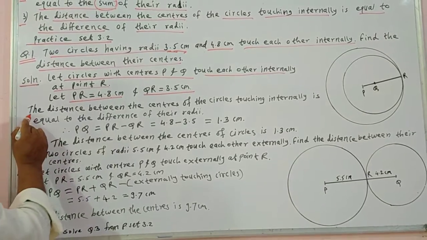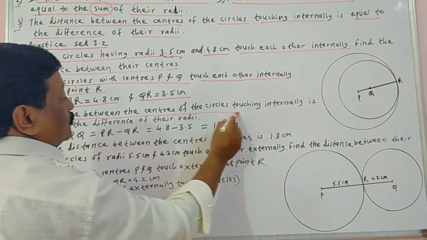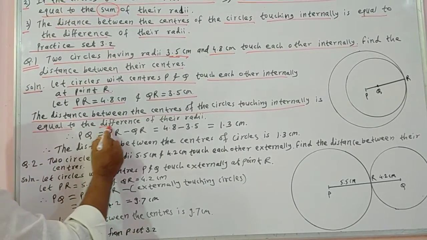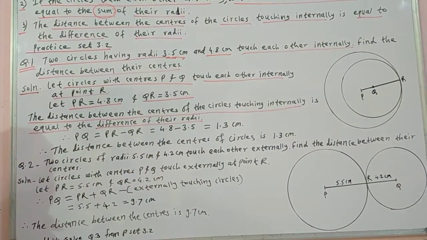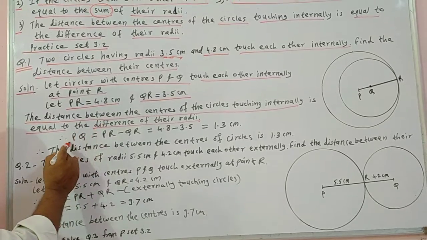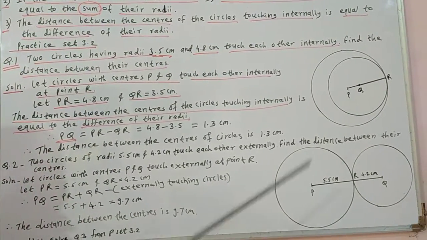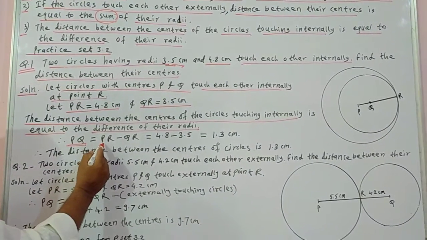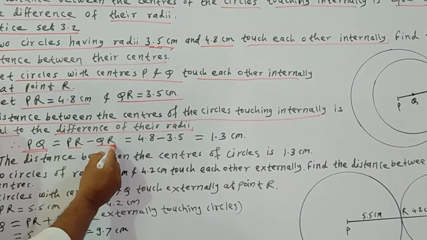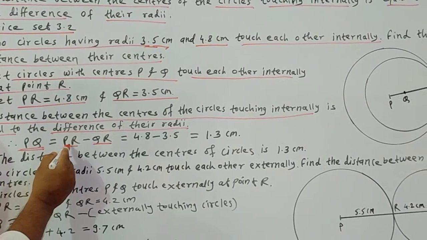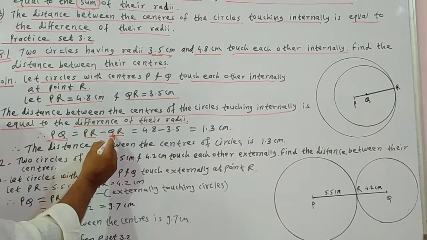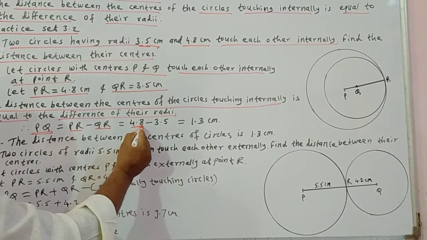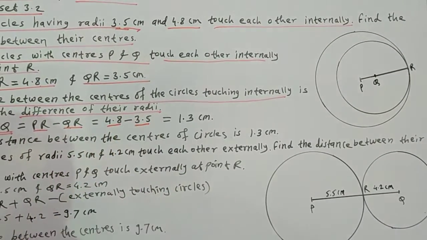Now we know the statement. The distance between the centers of the circles touching internally is equal to the difference of their radii. Now distance between two centers is PQ. Here in the figure, PQ means distance between two centers equal to PR minus QR. Radius of the outer circle minus radius of the inner circle. Now radius of outer circle is 4.8 and inner circle is 3.5.